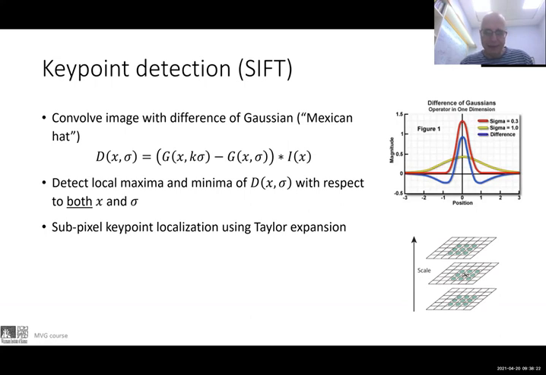Now, we would want to find these features not only at the resolution of the image, but at sub-pixel resolution. So we use a Taylor expansion. I didn't put the formula here, but you can find the peak even between pixels.